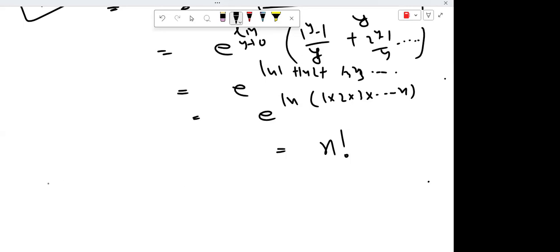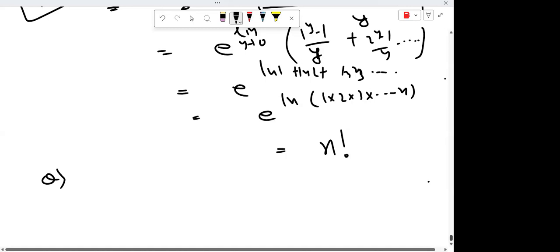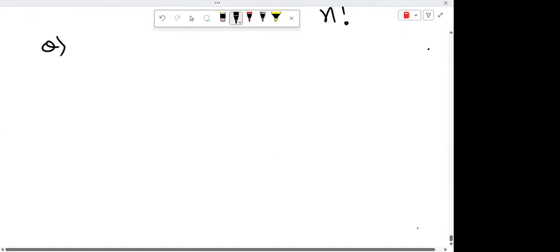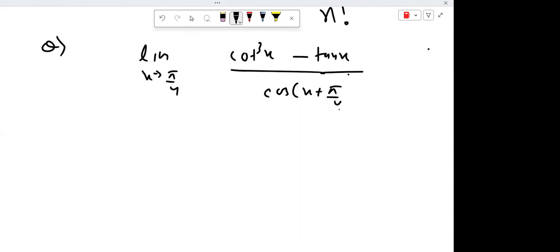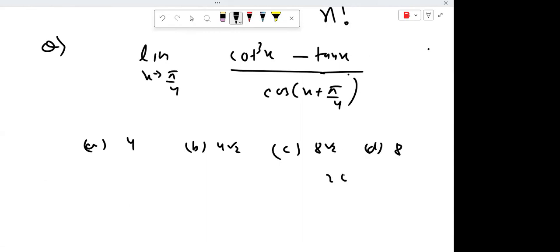Now think, use your brain, all the standard limits, formulas, techniques, jugaads, everything you have to use and find the answer. Limit x tending to pi by 4 of cot cube x minus 10x divided by cos of x plus pi by 4. The options are 4, 4 root 2, 8 root 2, 8. And this is a JEE Main 2019 question.